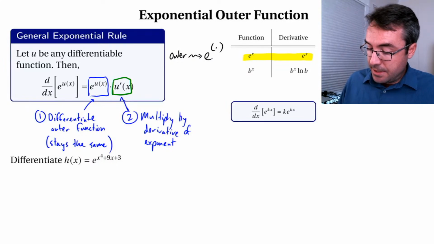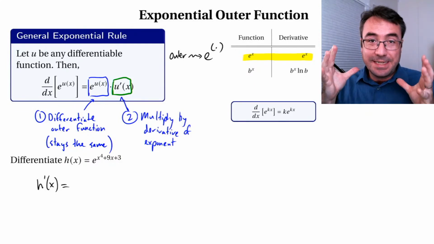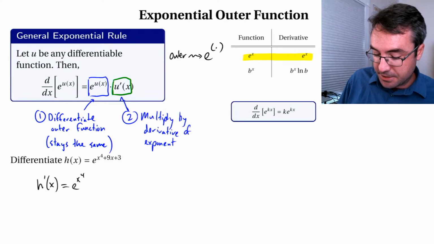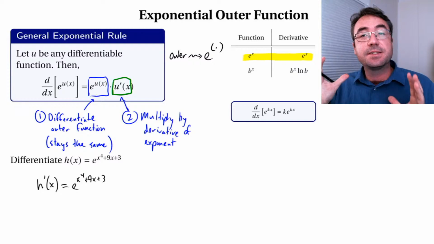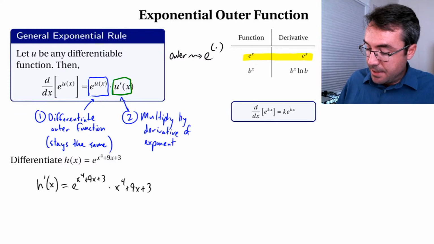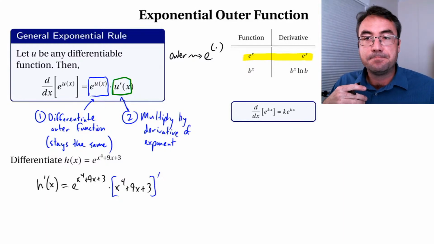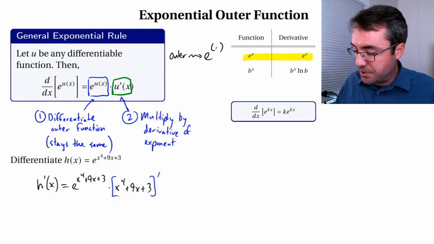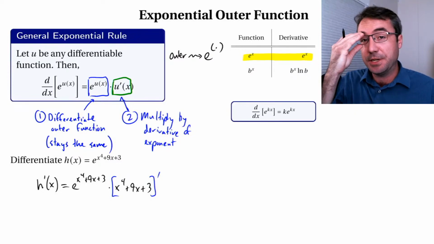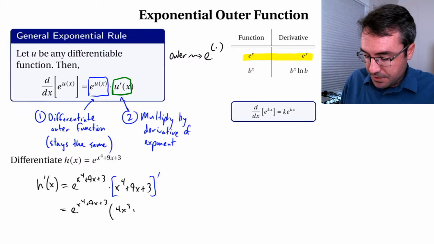And so how it works is the derivative h prime of x. We keep our exponential part exactly the same. So it doesn't change. It's e to the x to the 4 plus 9x plus 3. That part stays exactly the same. Then we take those terms that are in the exponent, x to the 4th plus 9x plus 3, and we multiply by their derivative. So it's the derivative of the outer function times the derivative of the inner function. And then we've done this one before, so we just keep going until we're done with all the necessary differentiation. So x to the 4th plus 9x plus 3, when we differentiate, it's what we've seen, 4x cubed plus 9.